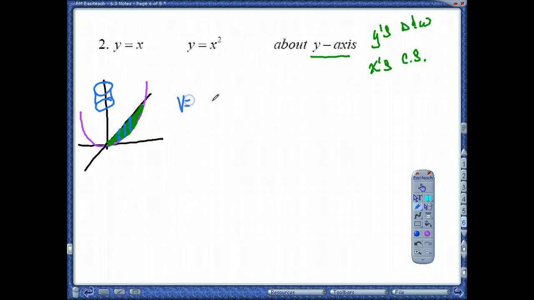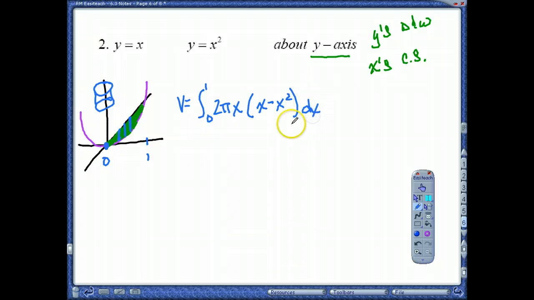When I write it out, and I always have to write it out, I need those points of intersection. If I set x equal to x squared and factor, that's going to be 0, and this guy is 1. So 0 to 1, 2 pi x, that's the radius, that's how far you are from the y-axis. Your height is x minus x squared. Height is the top function minus the bottom function. Radius is just that plain x.